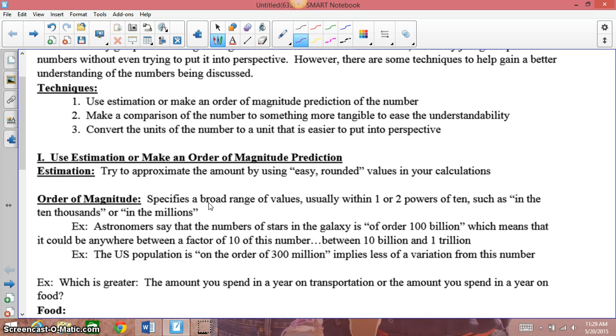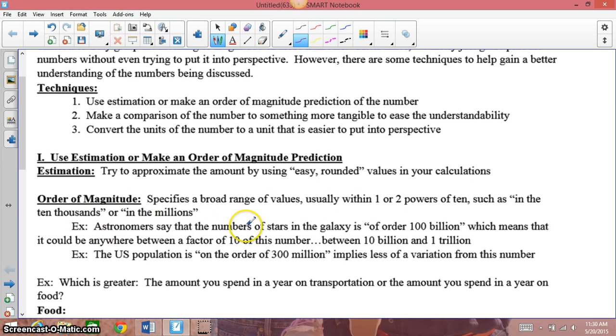All right, so let's first start with estimation versus order of magnitude. Estimation is simply working with nice, easy rounded values in your calculations. Order of magnitude, though, specifies a broad range of values, usually within 1 to 2 powers of 10, such as in the 10,000s or in the millions. A couple of examples here.